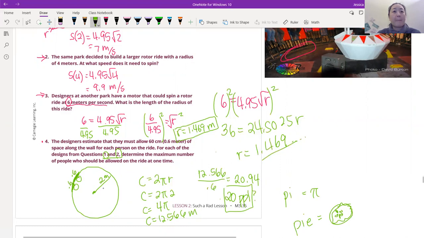So what is the maximum number of people? Well, first, this is 0.6, this is 0.6. So how many 0.6s can we put on there? We're like, well, what do we need? Oh yeah, the circumference. If you remember way back in the day, circumference is 2 pi r, right? We know the r is 2, so we place that in. 2 times 2 is just 4, so it's 4 pi.